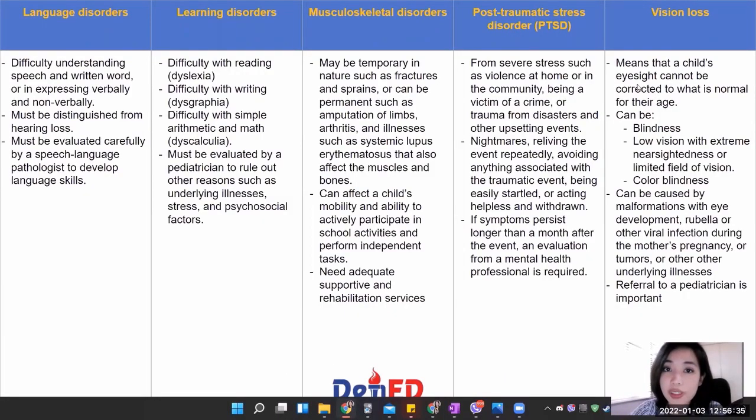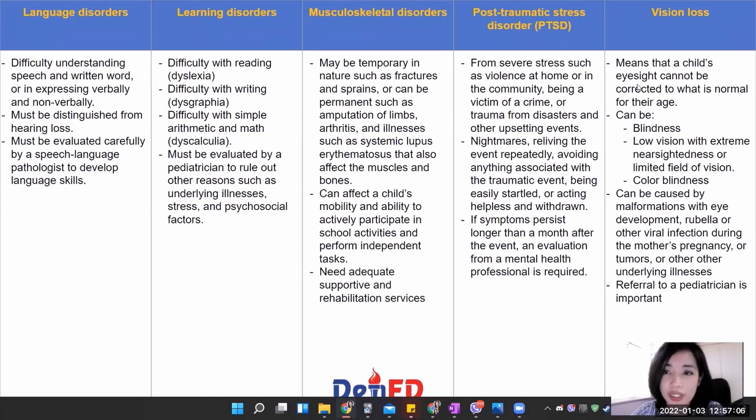Musculoskeletal disorders can be temporary, such as fractures and sprains, or they can be permanent, such as the amputation of limbs, arthritis, and illnesses like systemic lupus erythematosus that affect the muscles and bones. They can affect the child's mobility and ability to actively participate in school activities and to perform independent tasks. They need adequate supportive and rehabilitation services.